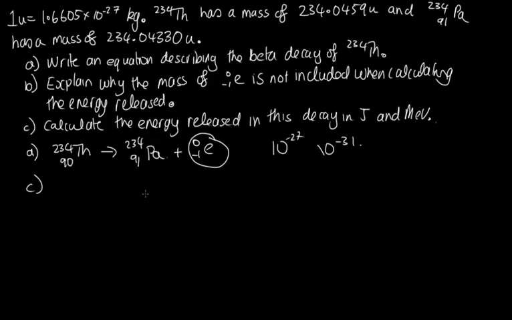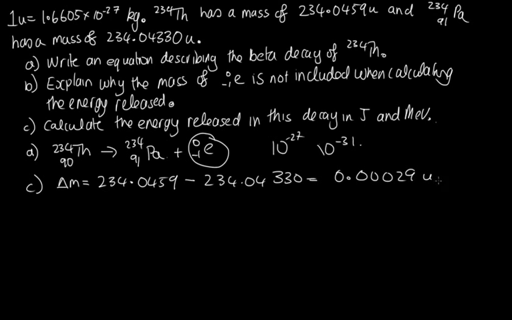Okay, so part C, we need to calculate the energy released. So in order to do that, we're going to need to calculate the mass change. Now it's going to be a mass loss, so we'll just do the initial minus the final, which is going to get rid of the negative sign for us. So the initial mass is 234.0459, that's the thorium. The final mass is the protactinium, so that's 234.04330, which gives us 0.00029 atomic mass units.